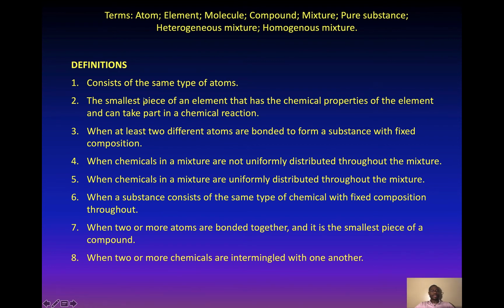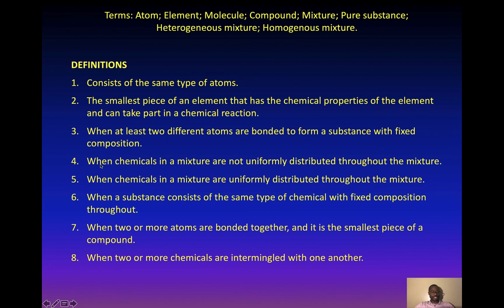And then definition 2: the smallest piece of an element that has the chemical properties of the element and can take part in a chemical reaction. So you're dealing with an atom. And 3: when at least 2 different atoms are bonded to form a substance with fixed composition. So here you are dealing with a compound.